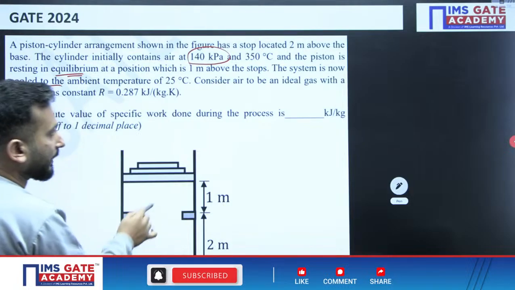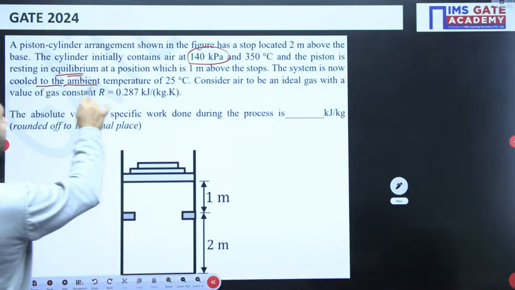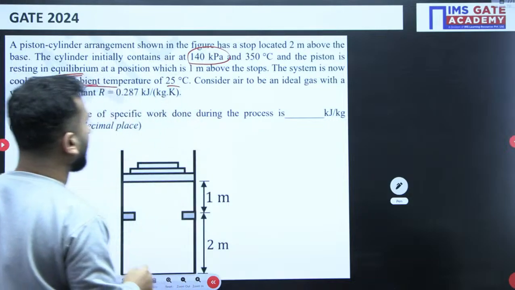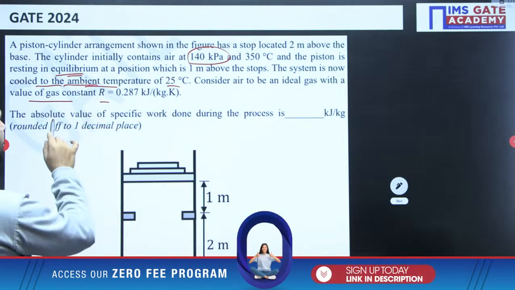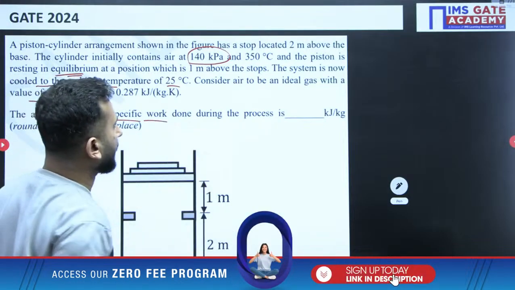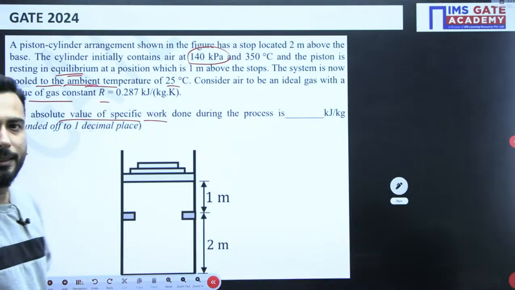So this is your system. Clearly he has mentioned that this is your system. The system is now cooled to an ambient temperature of 25 degrees centigrade. Very good. Consider air to be an ideal gas with a value of gas constant this. What is the absolute value of specific work done during the process? So work done he is asking.